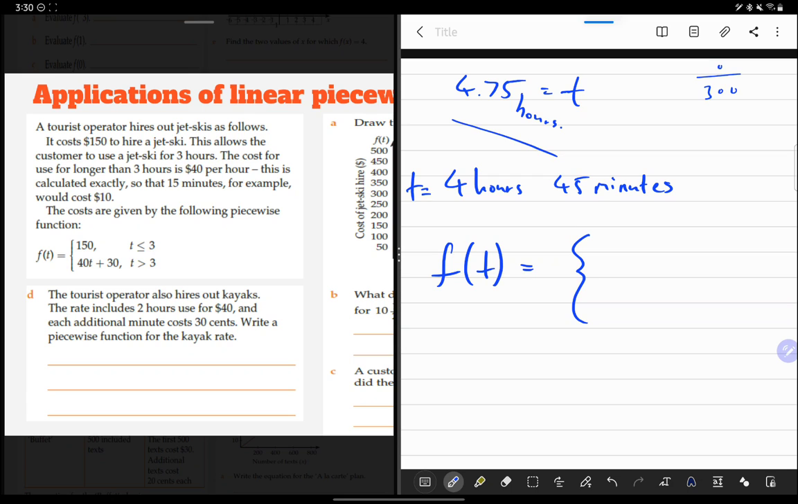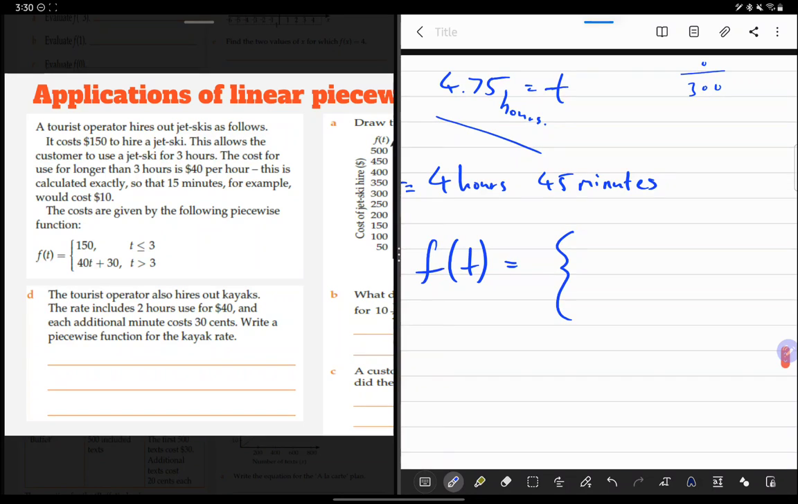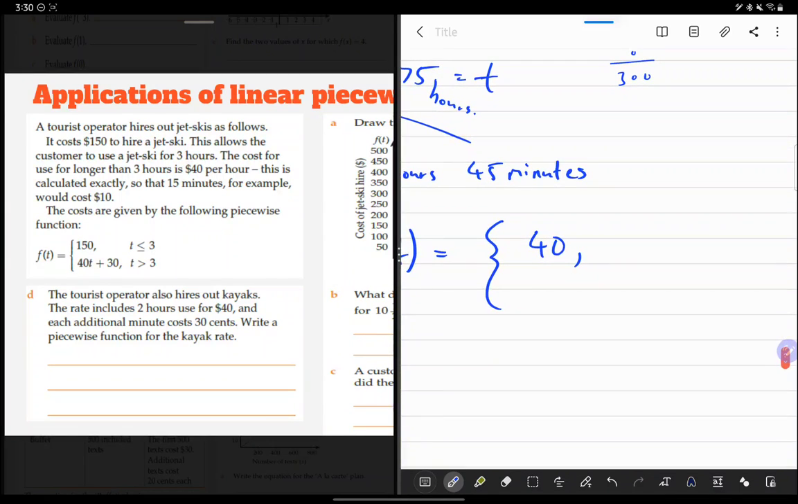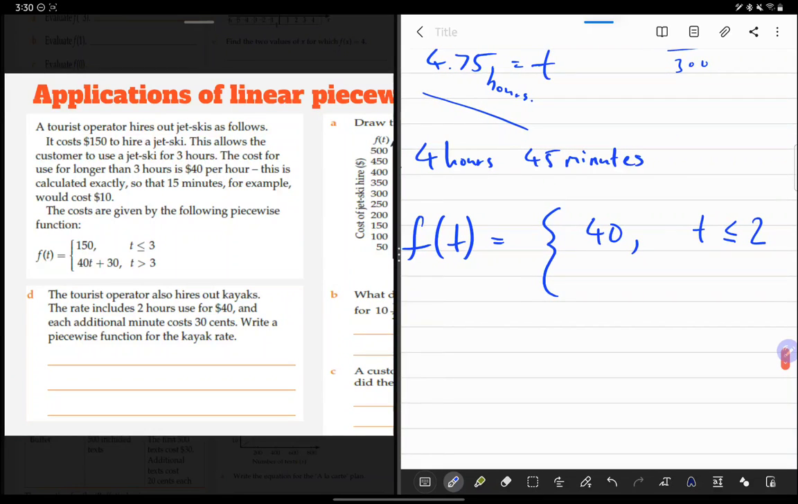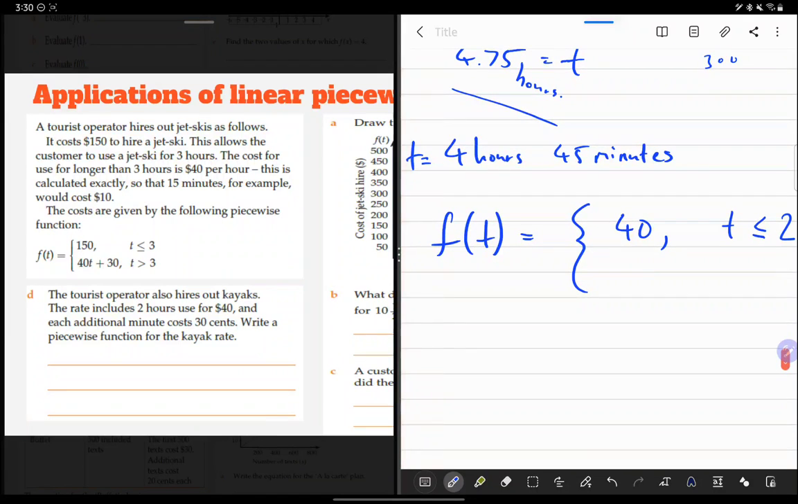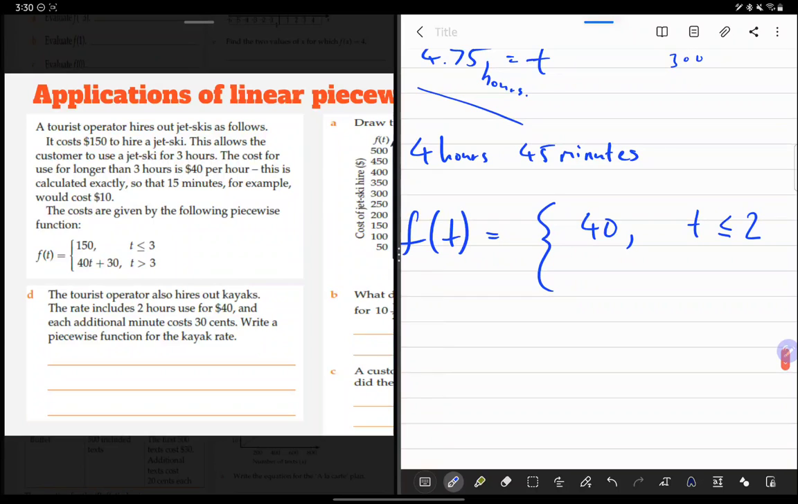The rate includes 2 hours used for 40, and then each additional. So it's the same kind of format, just different numbers. It's $40 for up to 2 hours, right? So this includes 2 hours. If they used it for exactly 2 hours, they would also pay $40. They would not pay more. Anything under 2 hours, $40. Now we have to think of a linear equation that goes from the 40 point onwards.